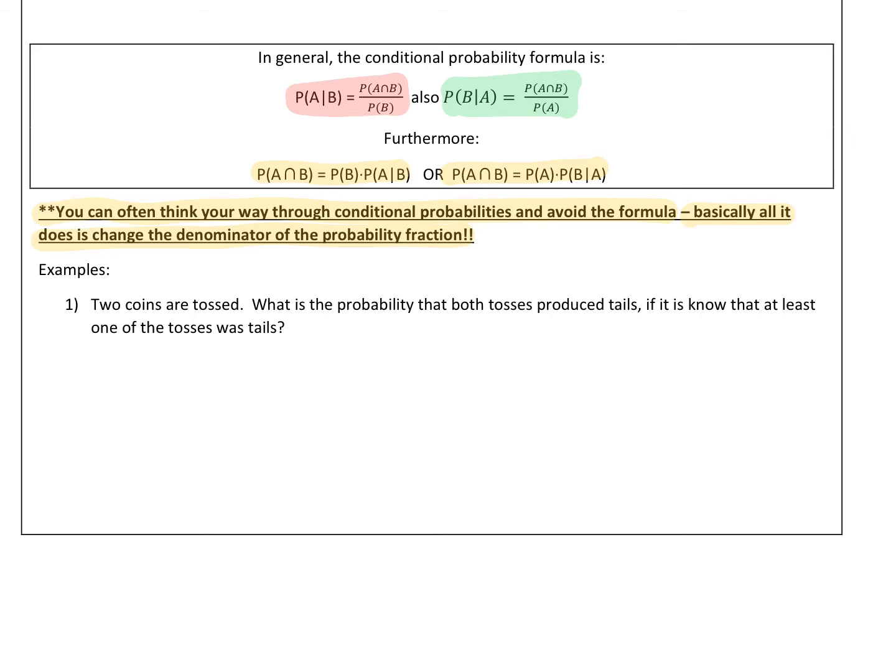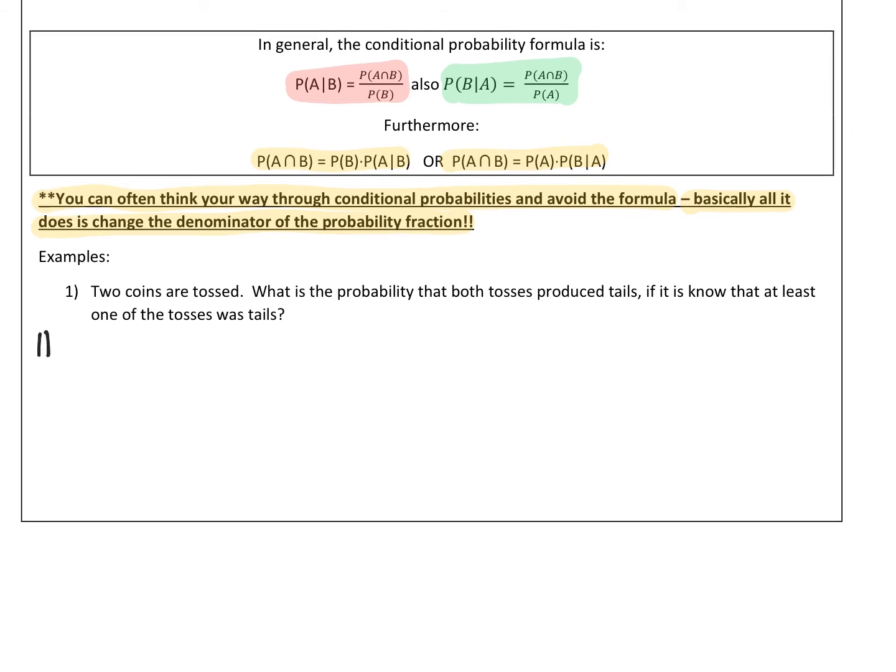2 coins are tossed. What is the probability that both tosses produce tails if it is known that at least one of the tosses was tails? So what we're going to do here is write out our sample space for this one. If I'm tossing 2 coins, then what can happen is I can get a head and a head, a tail and then a head, a head and then a tail, or a tail and then a tail. So I only have 4 possible outcomes to choose from.